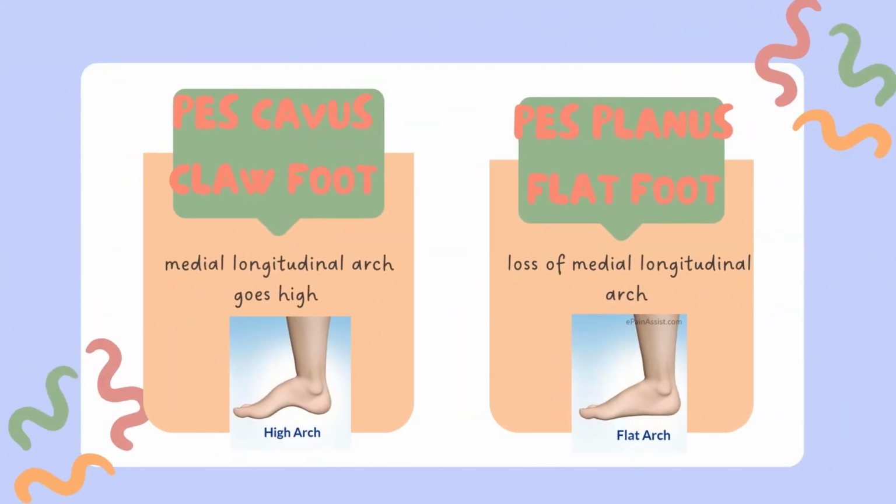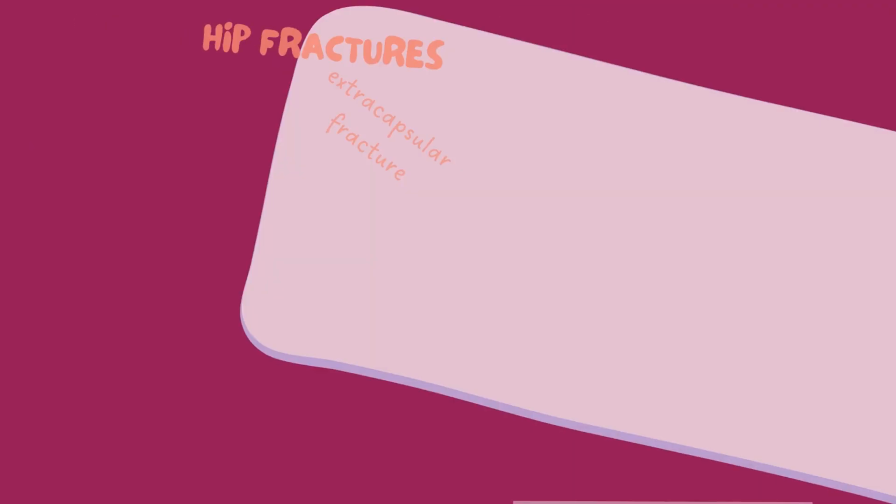Next, let's cover pes cavus and pes planus. Pes cavus is also known as claw foot, which occurs when the medial longitudinal arch of the foot is abnormally high. On the other hand, pes planus is also known as flat foot, which involves the medial longitudinal arch being lost, causing the foot to be flattened.